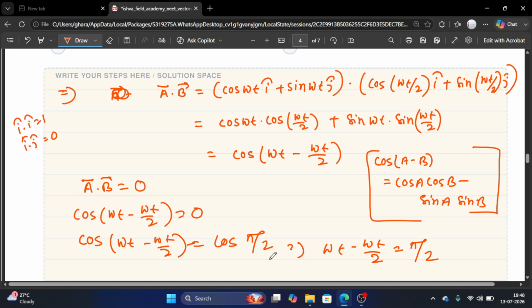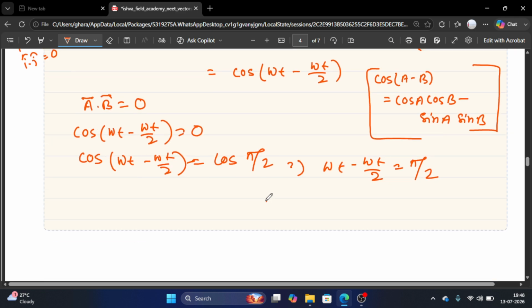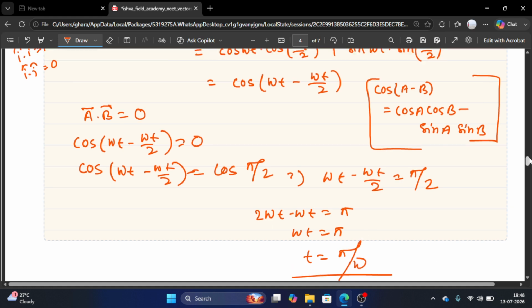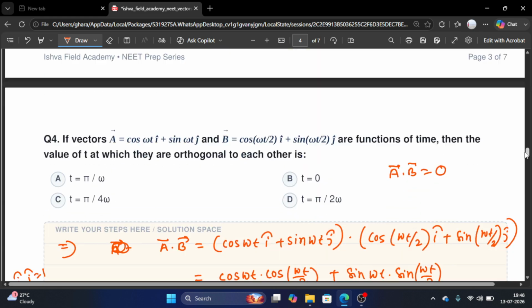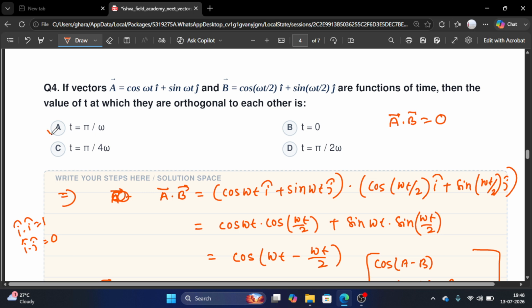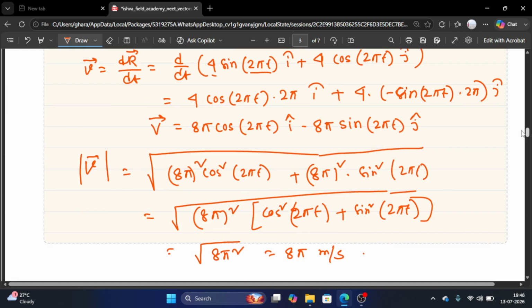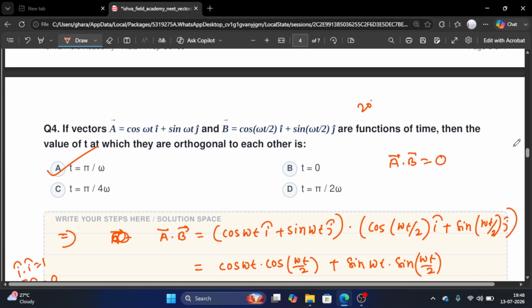From here, omega t minus omega t by 2 gives omega t by 2 equals pi by 2, so omega t is equal to pi, and t equals pi by omega. So this is the time that comes from here, pi by omega, and this is option A, pi by omega. This also comes in your NEET exam, 2014, 2015.